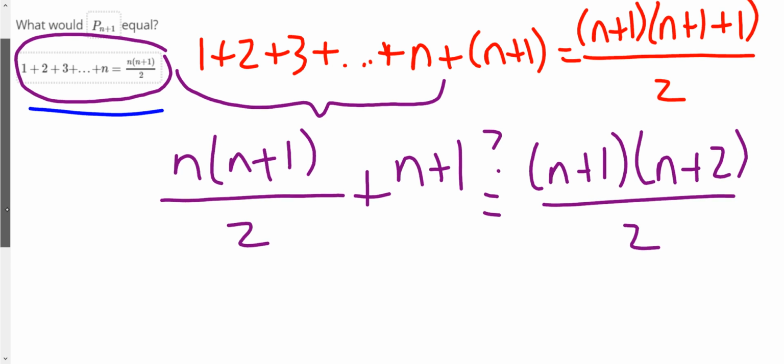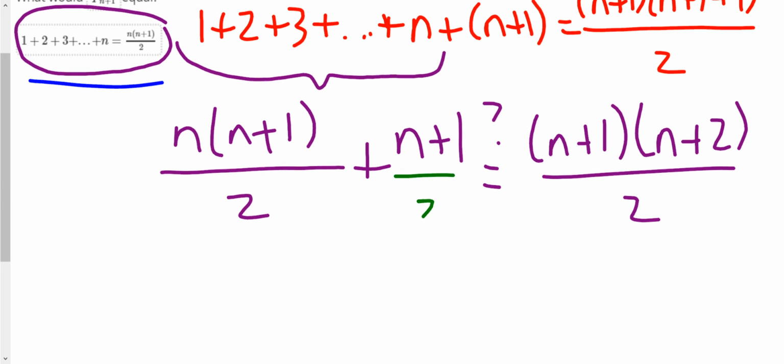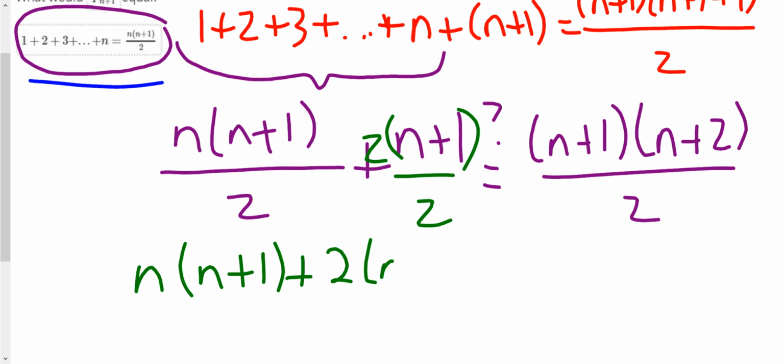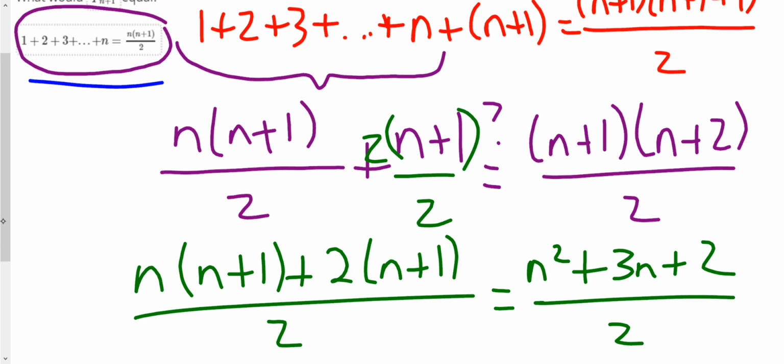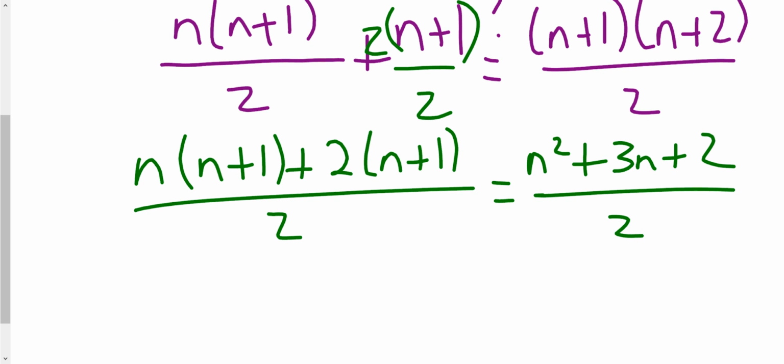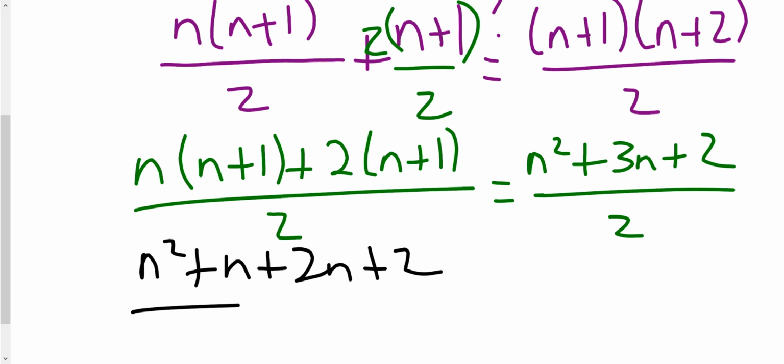Not that that's 100% necessary, but okay, let's go ahead and get a common denominator here. So I've got n times (n plus 1) plus 2(n plus 1) over 2. And I guess I'll go ahead and FOIL this right side here, might as well. So we'll have n squared plus 3n plus 2 over 2. So the right side's done. So let's see what this left side does. Does it actually simplify down to that? So we're going to have n squared plus n plus 2n plus 2 over 2.